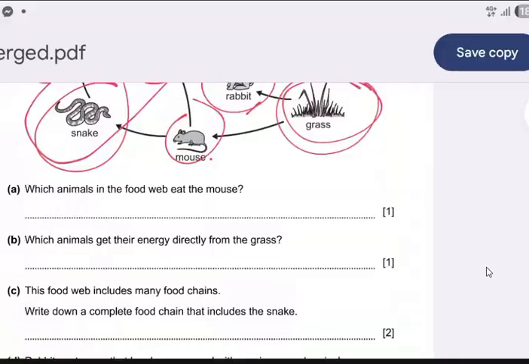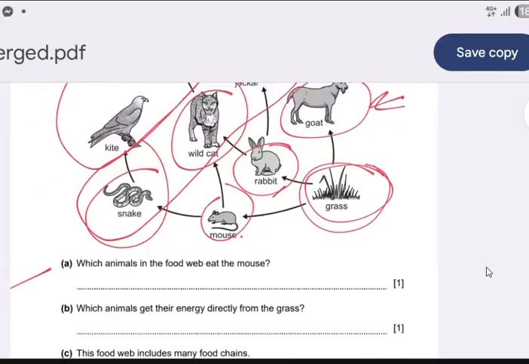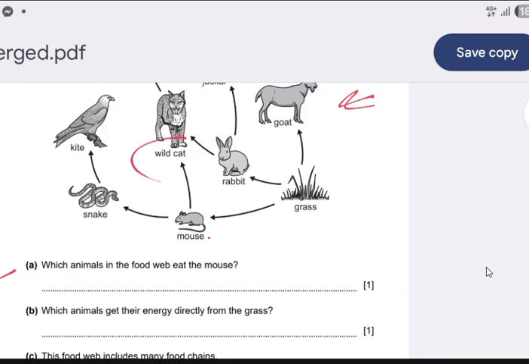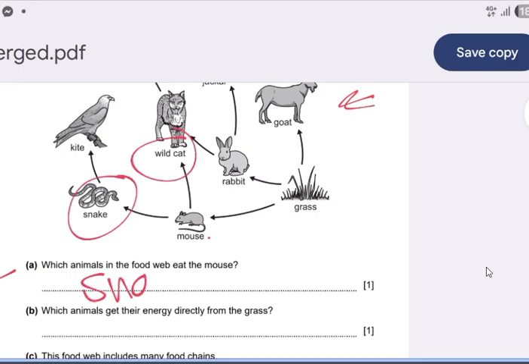So read the first question. Look at the mouse and tell me which two animals can eat the mouse. I can see two. What and what? Wild cat and the snake, right? So write snake and wild cat.